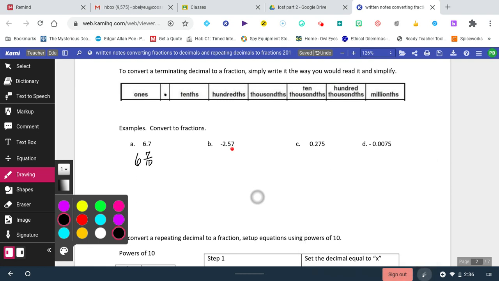This ends up in the hundreds place. It's 1, 2 places after the decimal. Go 1, 2 places after the decimal. You have to say hundreds when you read this decimal. So it's going to be -2.